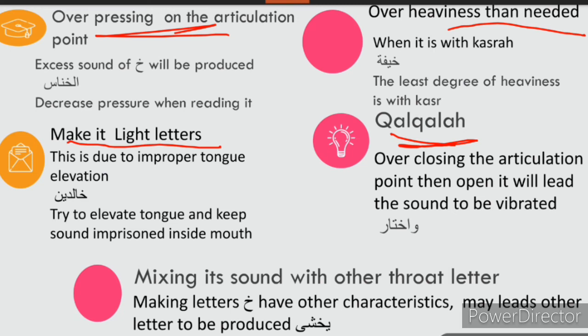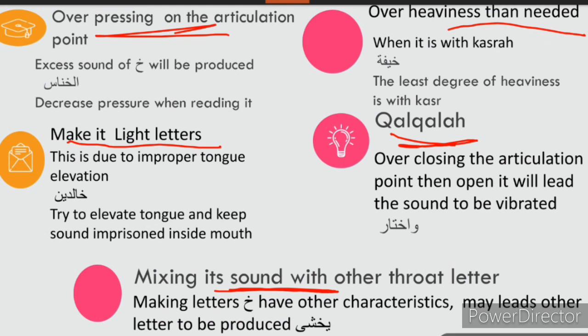And the fifth mistake and the last one is mixing its sound with any other from the throat letters. Even the ghain, even the ha, even the ayn. Removing some of its needed characteristics may lead to that, because by logic, all the letters are articulated from the same or even very close articulation points. What will change them from each other?